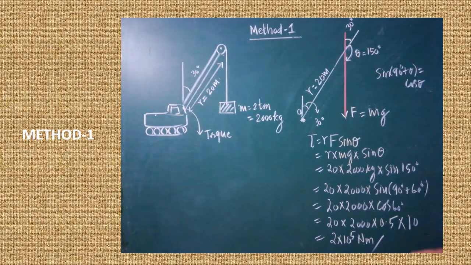40,000 into 0.5 is clear. That becomes 2 into 10 to the power of 5. Sorry, 4 lakhs, by mistake I have told. 20 into 2000 is equal to 40,000, and then 4 lakhs into half becomes 2 lakhs, which is 2 into 10 to the power of 5 Newton meter. So this much amount of torque is acting, which we have obtained from the first method.